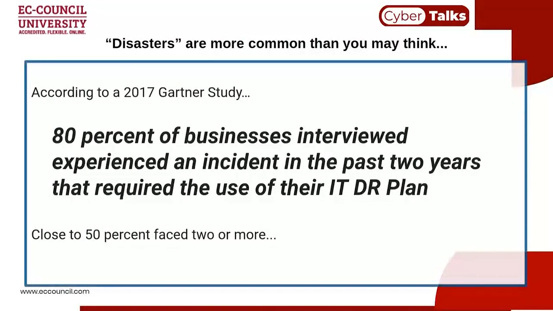As I said, disasters are more common than you think. In 2017, Gartner did a study and found that 80% of businesses experienced an incident in the past 2 years that required the use of their DR plan. And that's a big deal because DR plans aren't for incidents. DRs are disasters, which require you to go to an alternate environment and put together alternative working processes most of the time. There are steps that are required in order to build your environment back in a disaster, and if you don't plan, it can be tough.